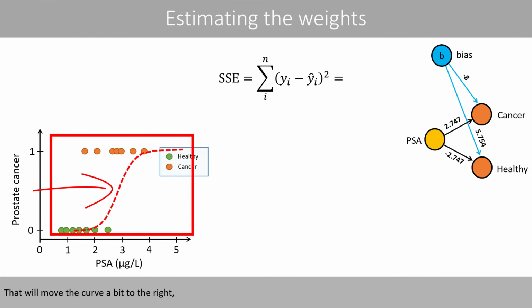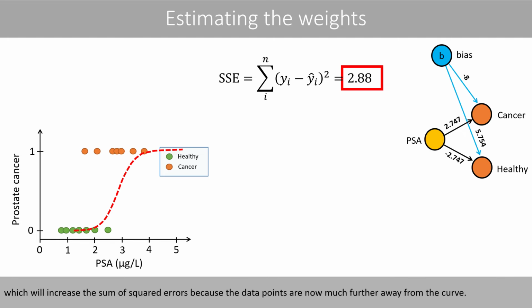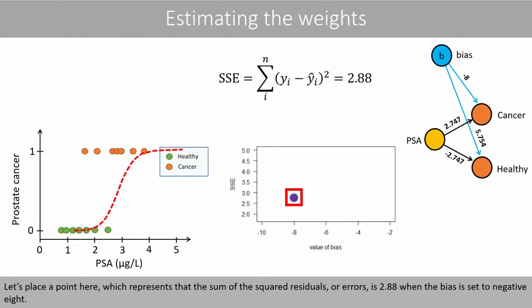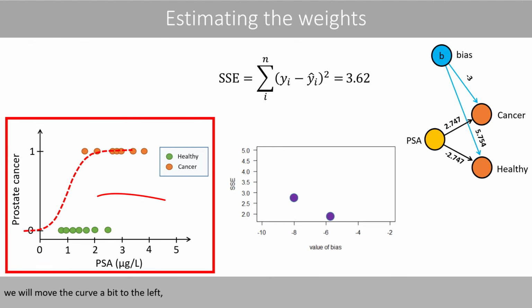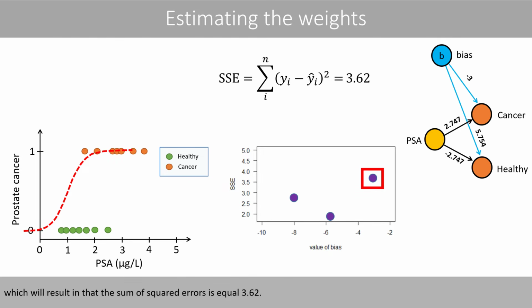That will move the curve a bit to the right, which will increase the sum of squared errors, because the data points are now much further away from the curve. Let's place a point here, which represents that the sum of squared residuals, or errors, is 2.88 when the bias is set to negative 8. When the bias is set to negative 5.754, the sum of the squared errors was equal to 1.78. If we set the bias to negative 3, we'll move the curve a bit to the left, which will result in the sum of the squared errors being equal to 3.62.